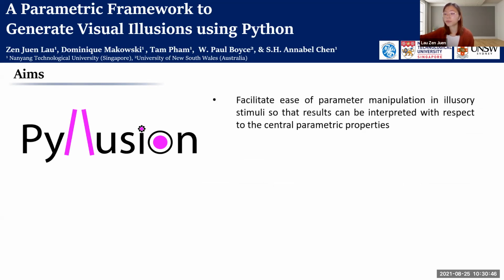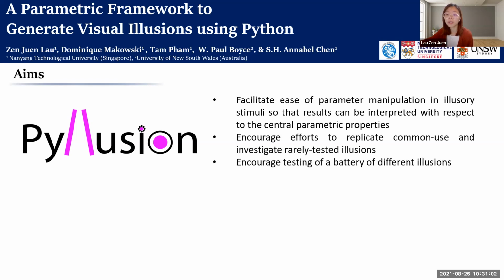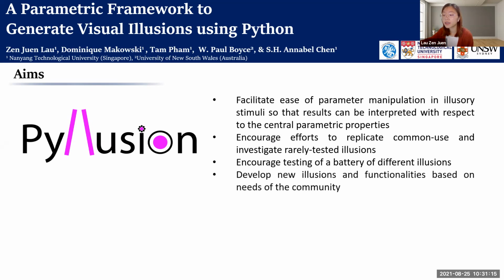So given that there are core parametric properties that are responsible for causing the perceived illusion, the aim of our software, PyIllusion, is to facilitate the creation of experiments where results can be consistently interpreted with respect to the central parametric properties. We also hope that we can increase the convenience for testing a battery of different illusions rather than just investigating one type of illusion, which is commonly seen in previous studies. This is so that both common use illusions and rarely tested ones can be easily incorporated into experiments. Currently, many classic illusions are already available in PyIllusion, but with the open source nature of our package, we hope to continually expand its repertoire of illusions, as long as novel ones and variants of existing illusions are discovered and developed. So we hope to develop PyIllusion according to the evolution of the community's needs.